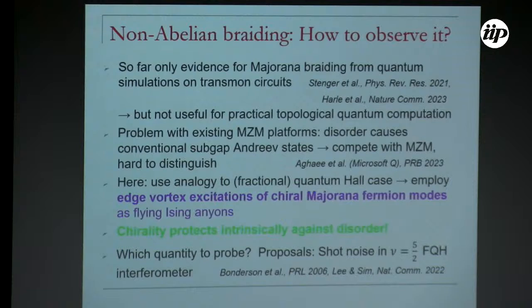But of course, this is not useful if you really want to do topological quantum computation. Then you would rather do a surface code or color code directly on your transmon circuit. You wouldn't take the detour to first make Majorana fermions artificially and then braid them. But this is sort of a demonstration device.